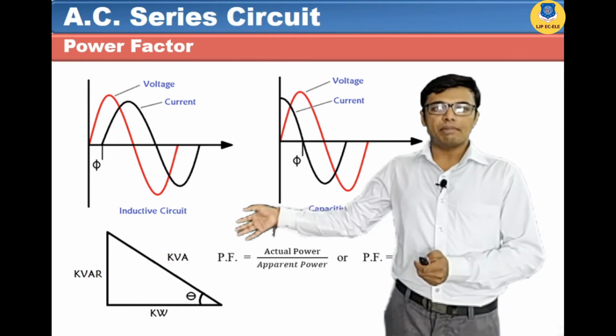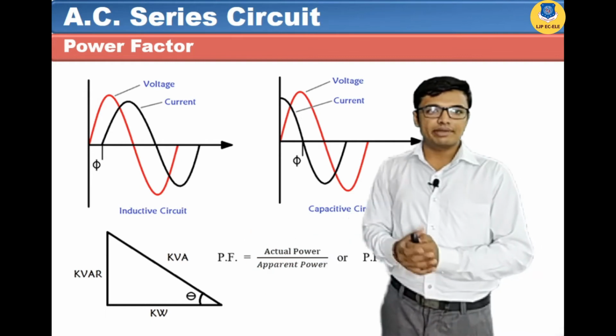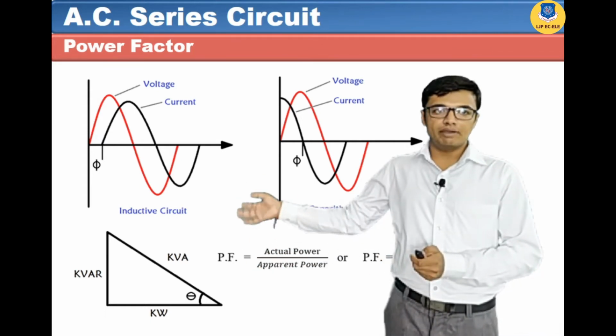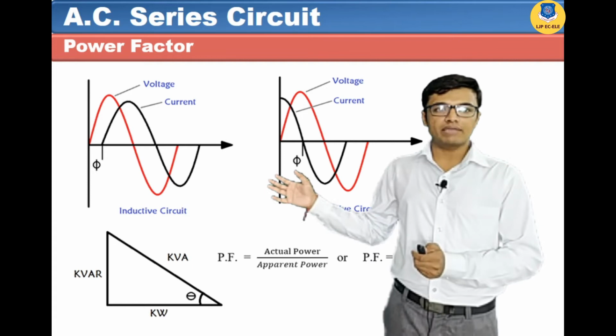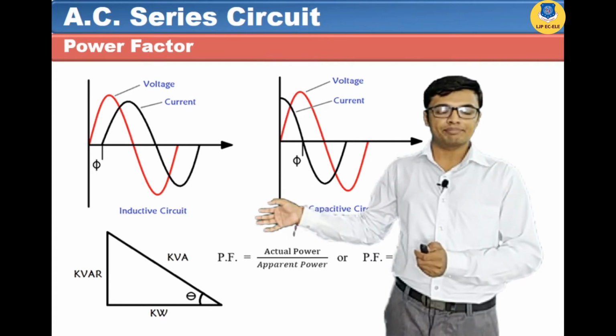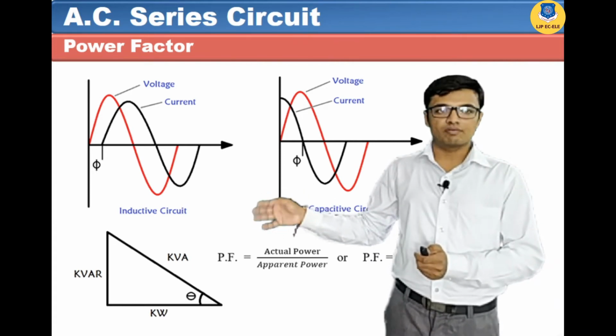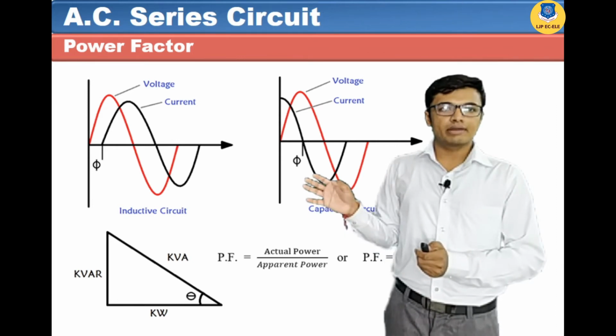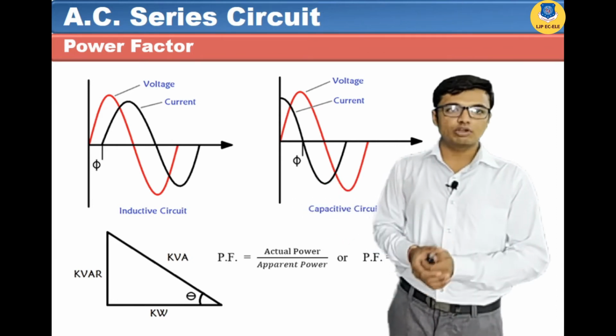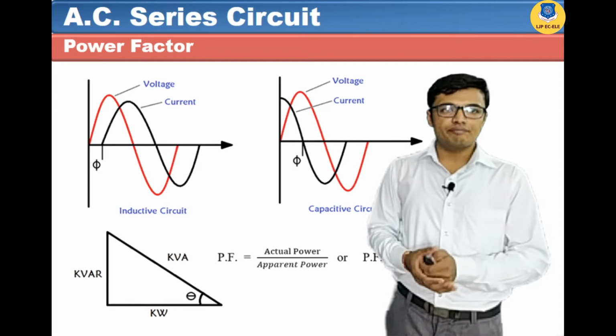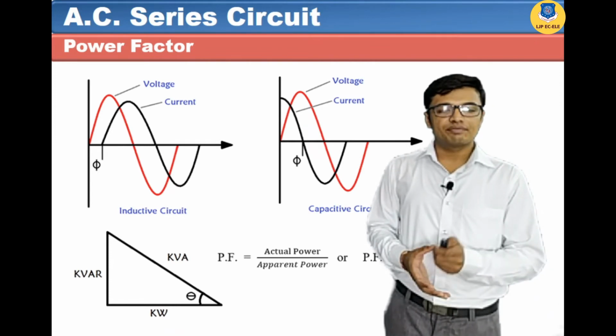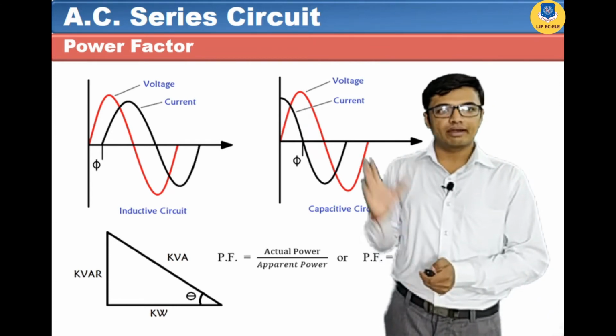Here we have shown the power triangle. On the reference axis we have taken kW. On the vertical we have taken kVAR, and the resultant of kW and kVAR is kVA. Let's define power factor from the power triangle. The ratio of actual power to apparent power is called the power factor, and generally power factor is denoted as cos phi, where phi is the angle between the voltage vector and current vector.